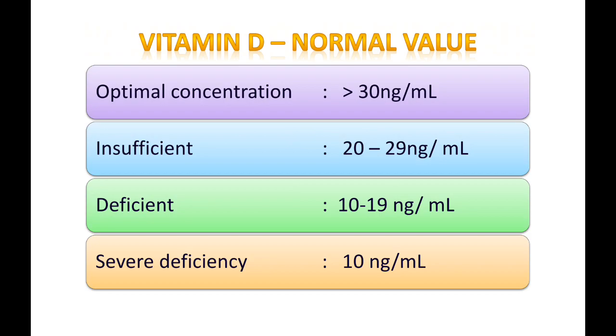So vitamin D normal values. The optimal concentration is greater than 30 nanograms per ml, whereas insufficient is 20 to 29 nanograms per ml, whereas deficient is 10 to 19 nanograms per ml. And 10 nanograms per ml or less is severe deficiency.